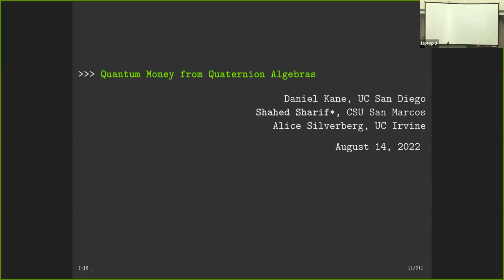Okay, so Shahid, are you all set up? It looks like you're screen sharing already. I'm ready. Okay, great. Okay, our next speaker is Shahid Sharif. He's going to talk to us about quantum money from Quaternion algebras.